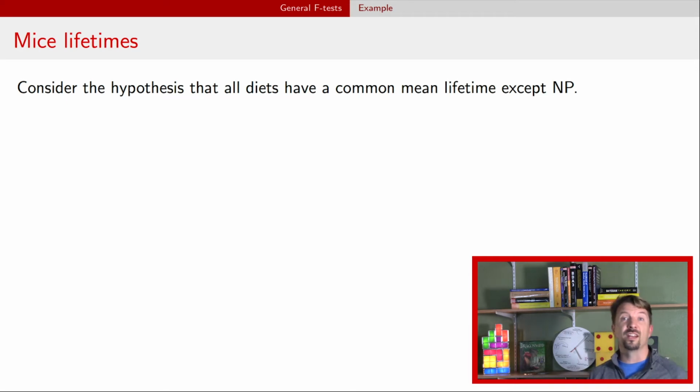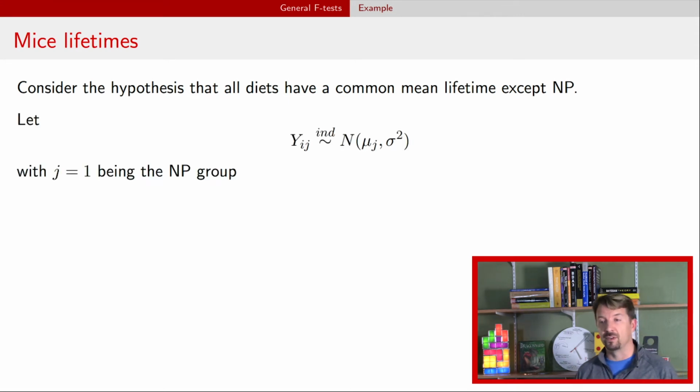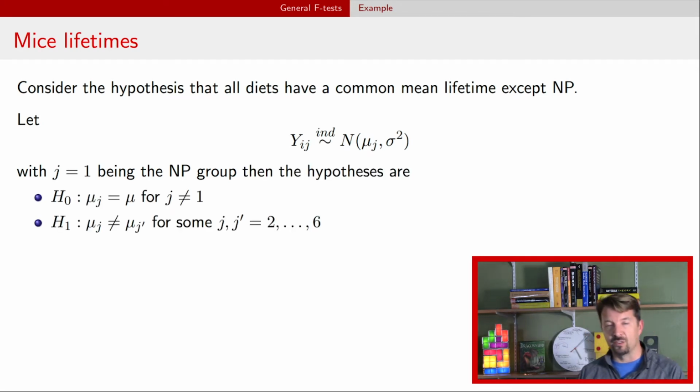And so what we're going to try to do here is compare a model that allows NP to be different, but everything else the same, versus a model that lets everything be different. So we have the model here, just like we've had for the ANOVA assumptions before, but now our null hypothesis just says that all the means are the same, except for the group NP that I'm calling 1 here. So all the 5 other groups are the same, but the NP group is allowed to be different under this null hypothesis. The alternative just says that each group has its own mean.